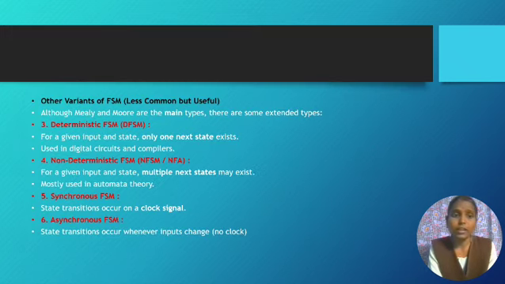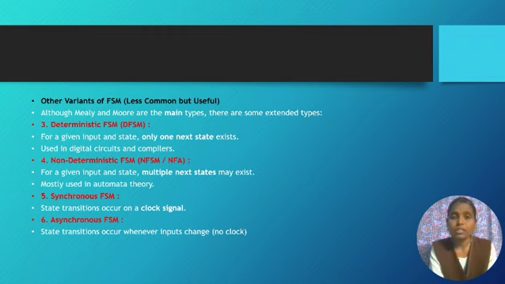We have to discuss the other variants of FSMs. Less common but useful. Although Mealy and Moore are the main types, there are some extended types. Number 3, deterministic FSM. It is simply called DFSM, that means deterministic finite state machine. For a given input and state, only one next state can exist. It is commonly used in digital circuits and compilers.